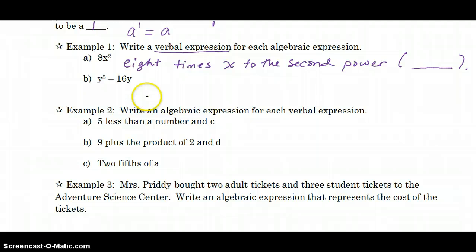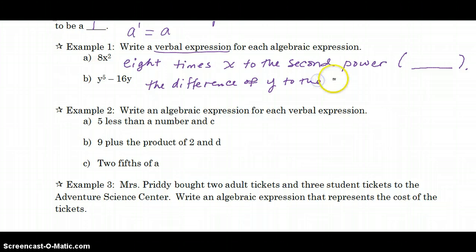Alright, this is y to the, let's first acknowledge that there is an operation going on here. Like we said, 8 times. Whenever there's subtraction, there's several ways we can say subtraction. The most obvious is the difference between, or the difference of, y to the 5th power and 16 times y.